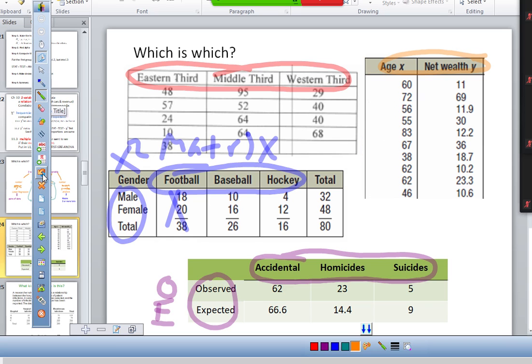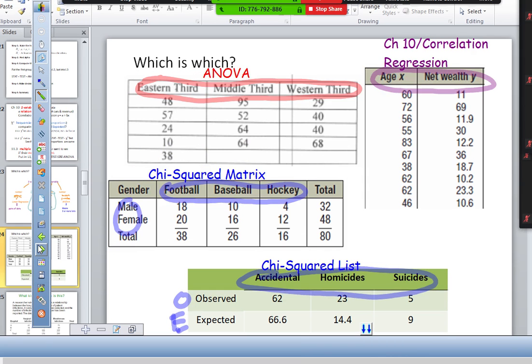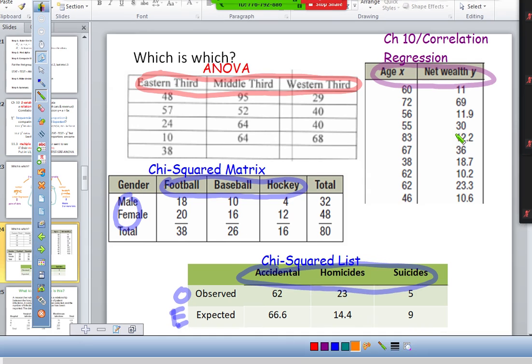So if it can't be a chi-squared, it has to be either ANOVA or chapter 10, and there aren't 3 or more lists, there's only 2. So then we have our X and our Y, this is chapter 10. So that is our correlation regression.